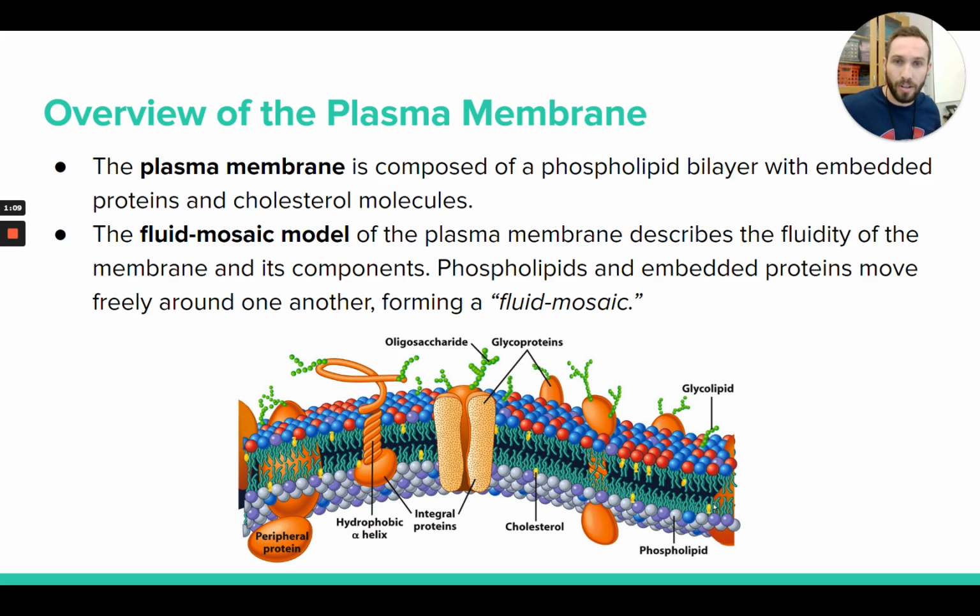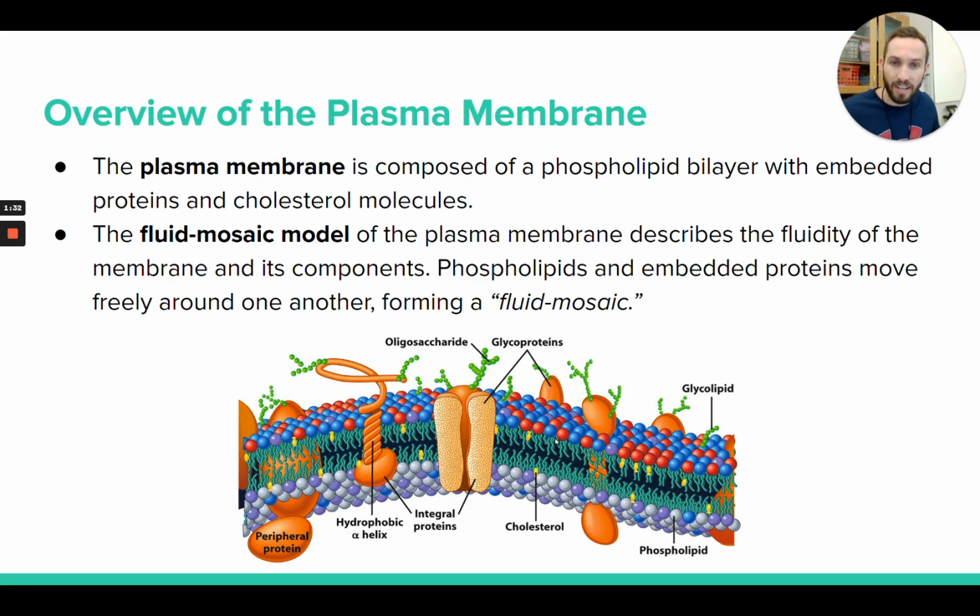Just from this picture alone, you can already see a bunch of proteins embedded in this phospholipid bilayer with cholesterol molecules, which are steroids, and some sugar chains attached to the outside of this membrane. So we're going to talk about each of these different components in a second. But what's important to know right off the bat here is that we do have all these different things embedded in the cell membrane, and all of this is very fluid.